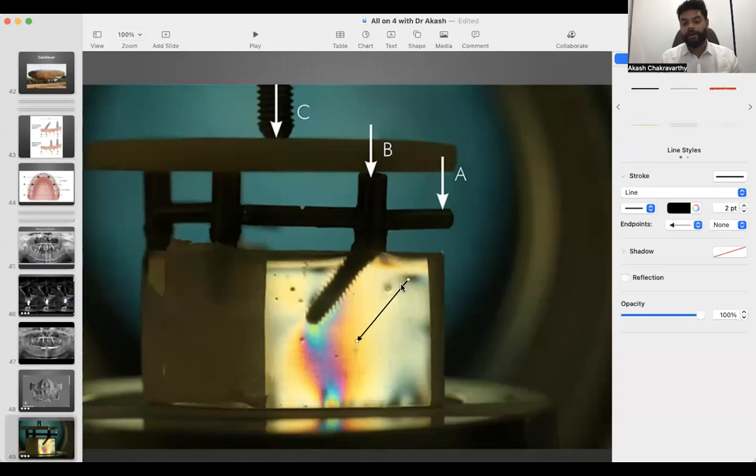If you notice, this direction is in the longitudinal axis of the implant, and this is the reason why a tilted implant at 45 degrees, at the max 45 degrees, is good. If you go beyond that angulation, it is not good for the force distribution of your implants.